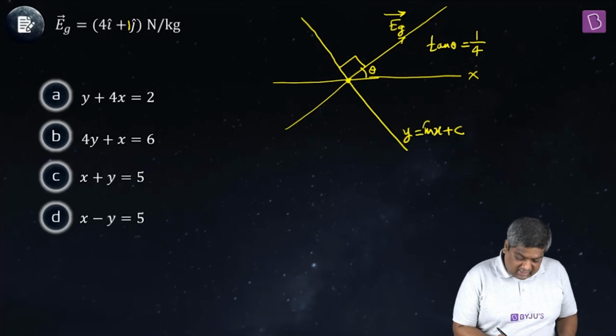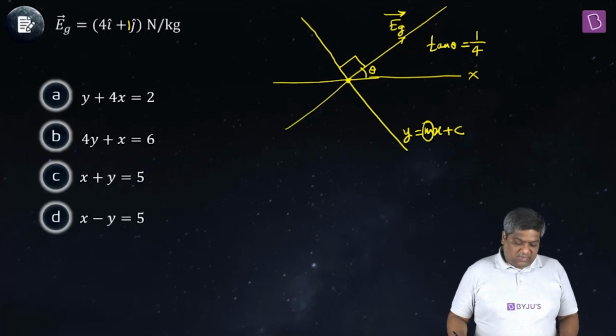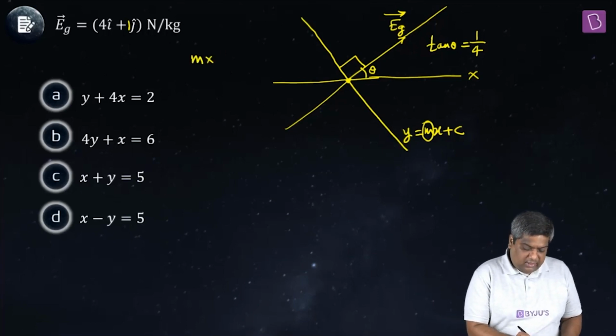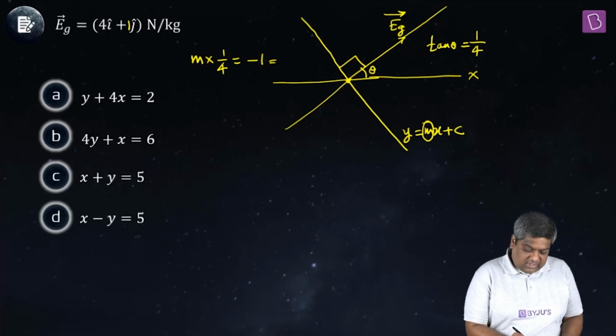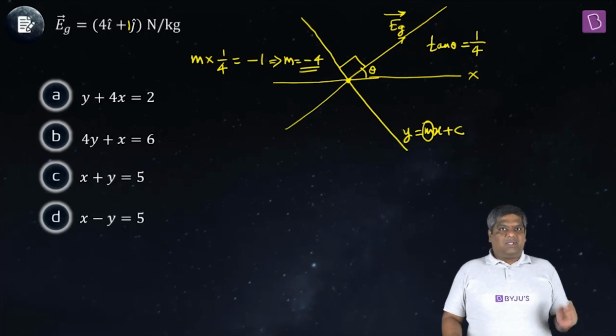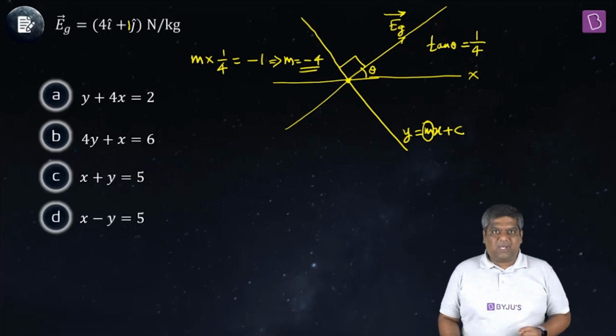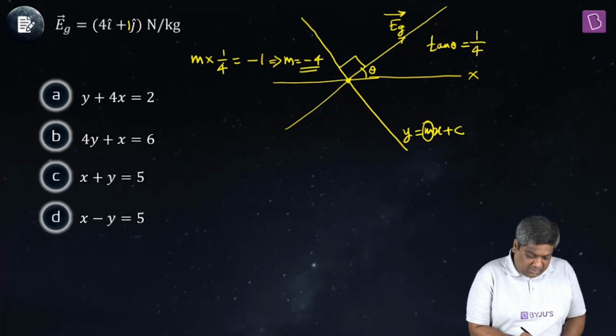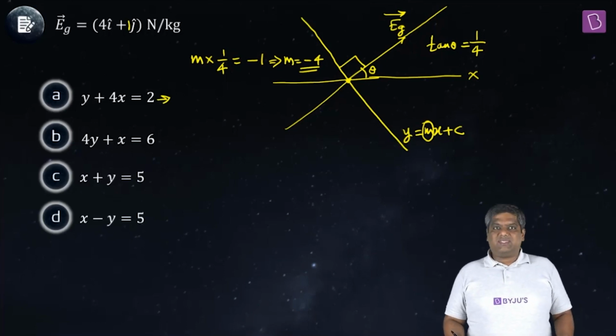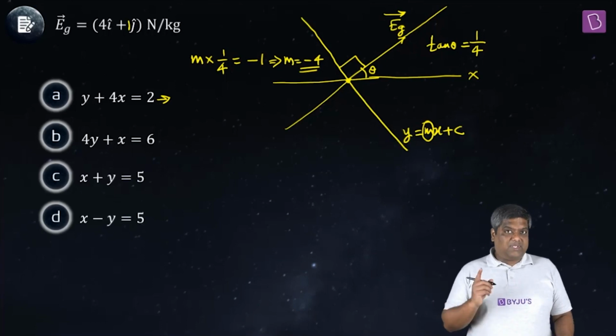The slope of the line that we have considered is m, so we must have m into 1 by 4 is equal to -1, which implies m must be -4. So the straight line that we are searching for must have a slope of -4. So let us see which of the options give you that. I'm going to rewrite all these options in the form y is equal to mx plus c, and whichever line has m equal to -4 is the culprit and our answer. So let us see that.